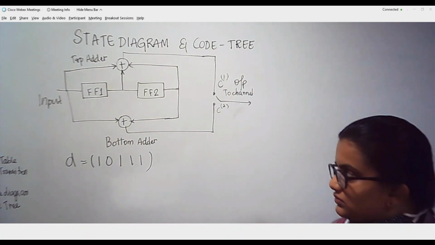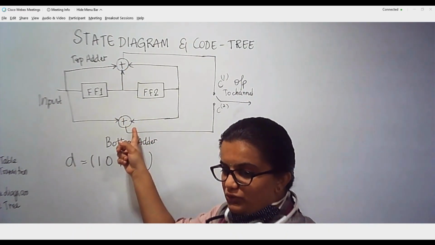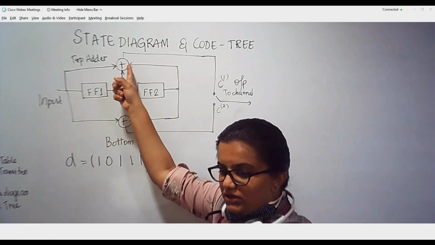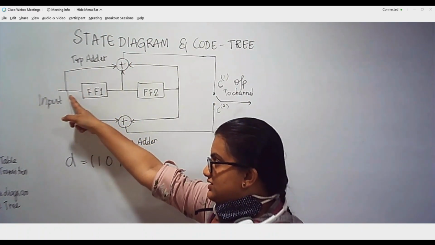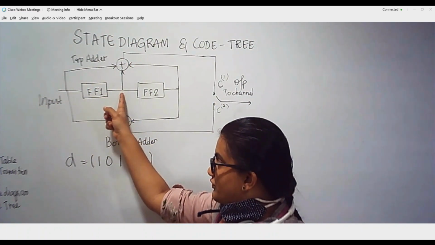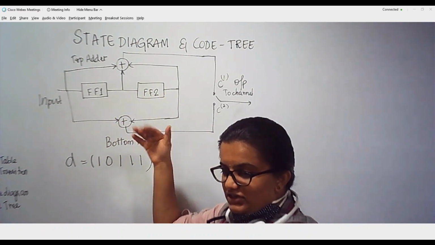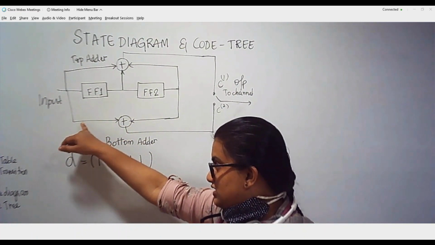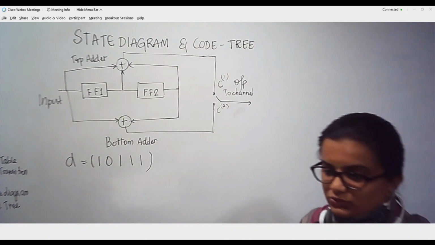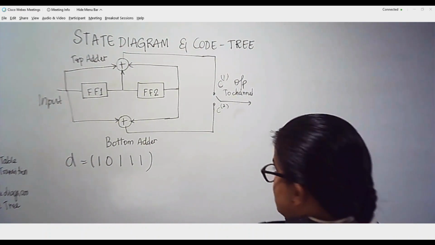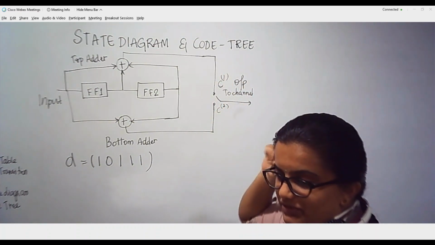There are two flip-flops with two modulo 2 adders. The modulo 2 adder at the top has connectivity to the input, the output of the first flip-flop and the output of the second flip-flop. Coming to the second modulo 2 adder, the bottom adder, it takes the input bit as well as the output from flip-flop 2. And the outputs are C superscript 1 and C superscript 2.